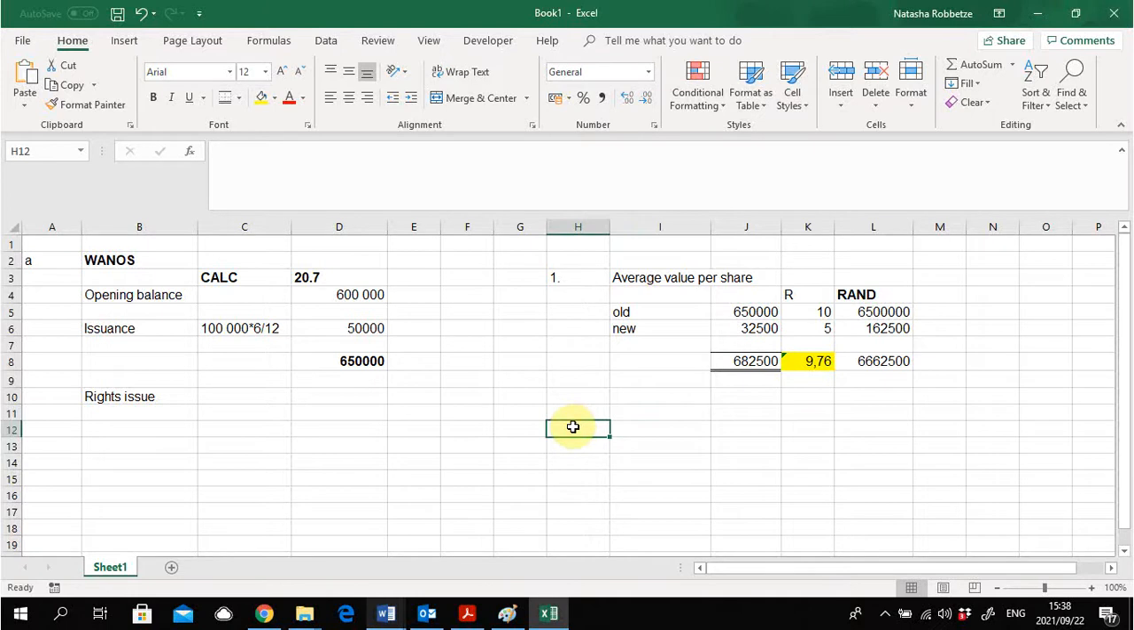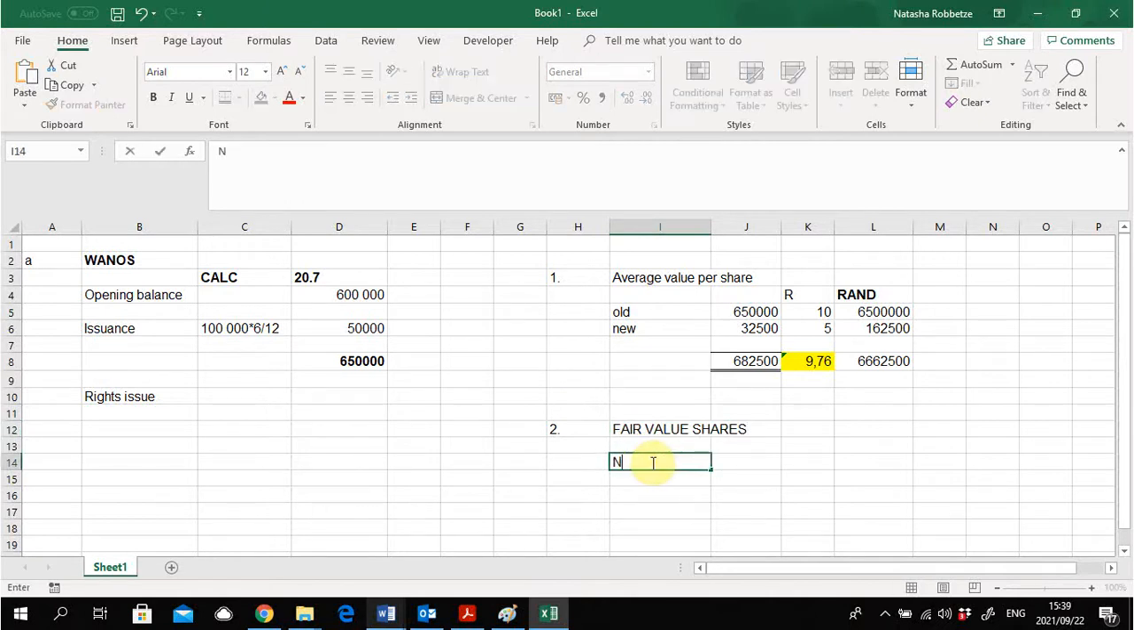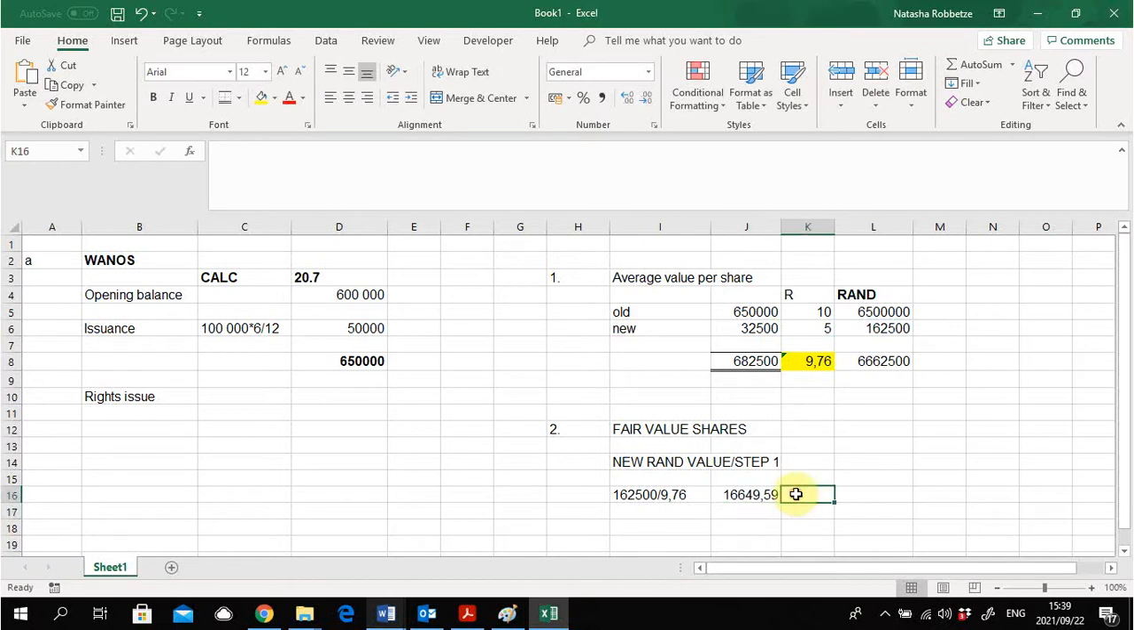In step 2, we need to go and calculate our fair value shares. And we do that by taking the new shares Rand value, and we divide it by the answer of step 1. If I look at this, we have a new Rand value 162,500, and our answer was 9.76. And how many shares does that result in? It results in, I'm going to round it, 16,649.6, so it's 16,650. Then we can move on to step 3.